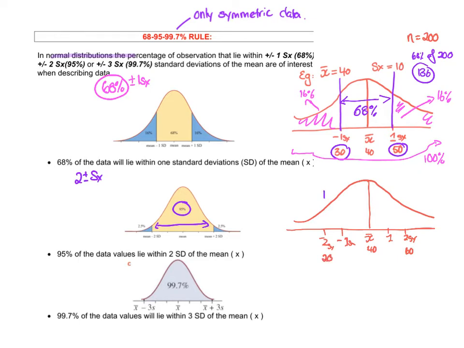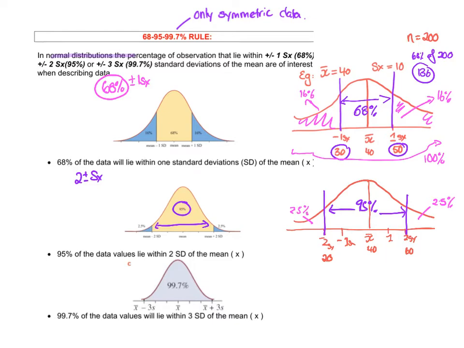So what I'm saying is 95% of the data will lie between, for my example, 20 and 60, okay? So if you've got 95% sitting in the middle, then these little pockets, you've got 5% left over, so this little pocket becomes 2.5%, and this one's 2.5%.